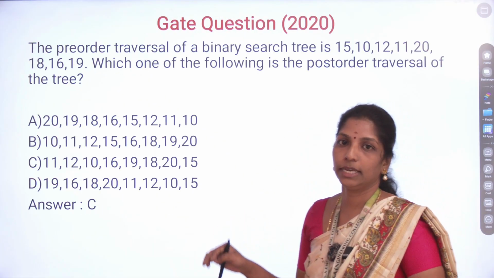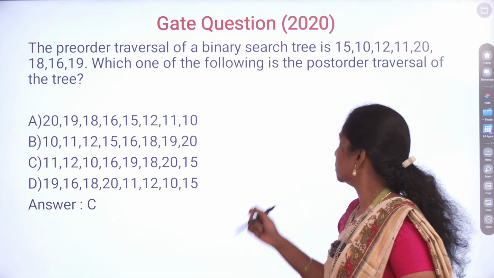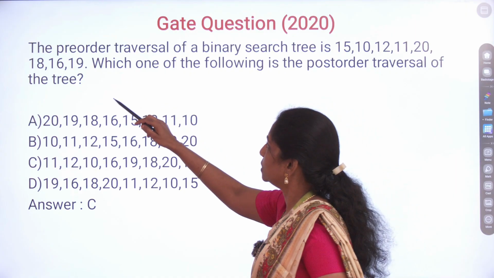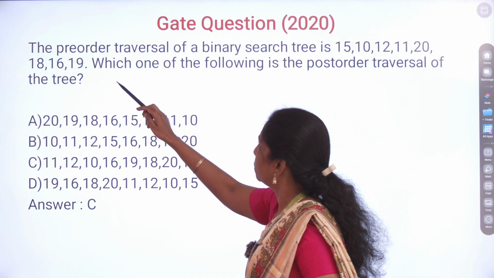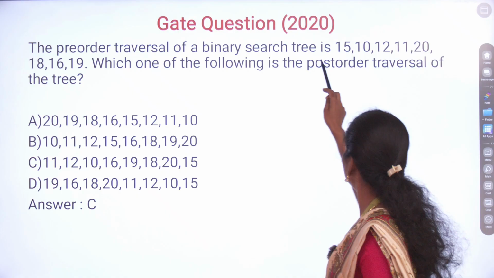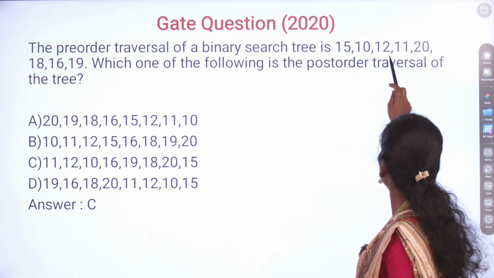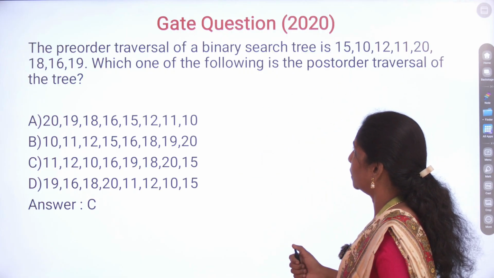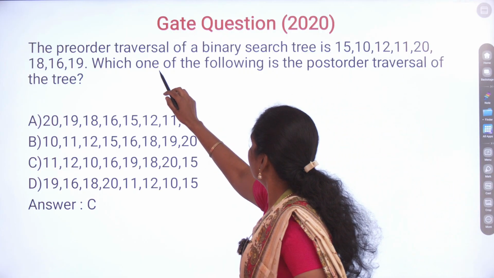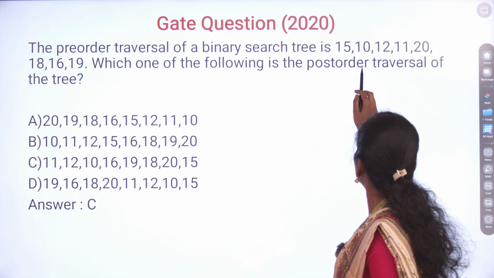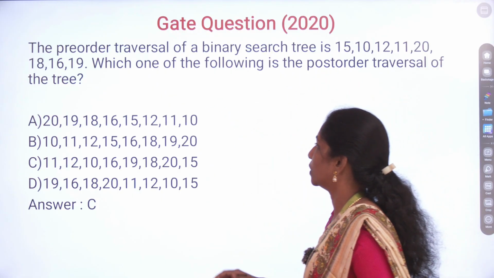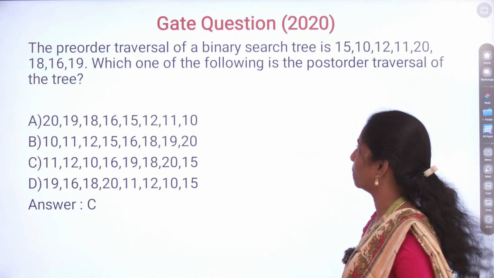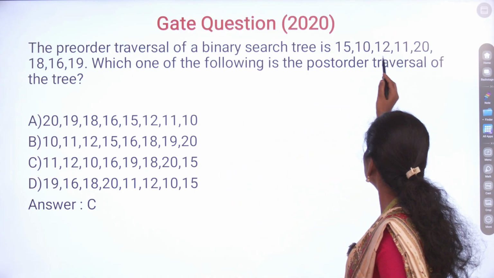Let's see a GATE video. Here we'll have some GATE questions. The first question is: the pre-order traversal of a binary search tree is 15, 10, 12, 11, 20, 18, 16, 19. These are the values they have given. Which one of the following is the post-order traversal of the tree? We have to find which one follows the post-order. First, let us draw the tree for it.